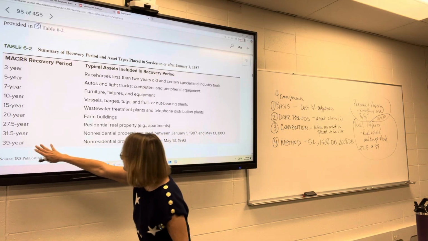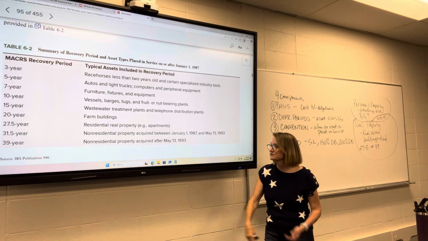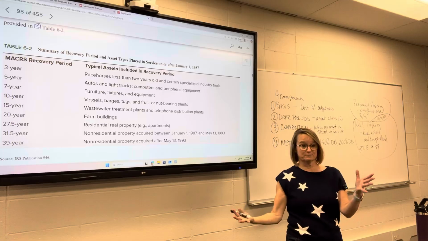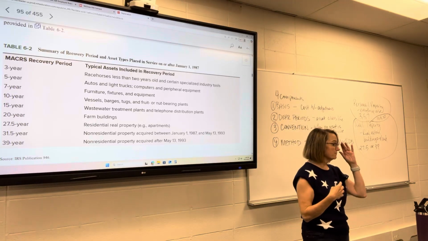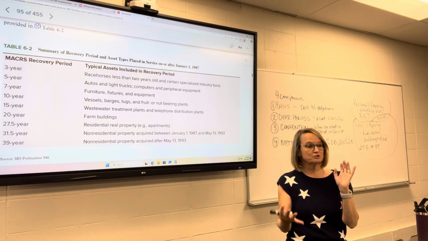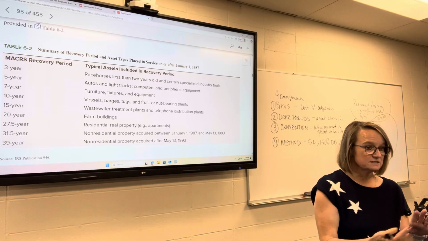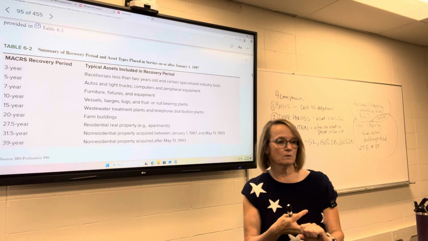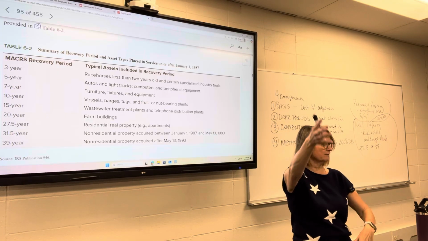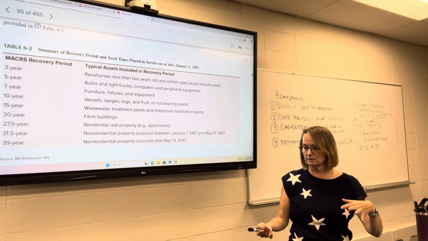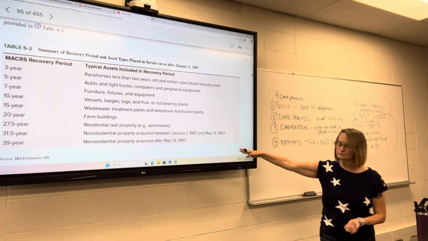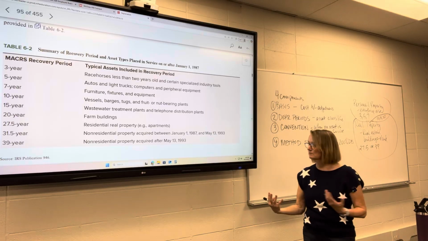What we have now is 39-year property, non-residential property acquired after May 13th, 1993. So office buildings or any other type of building that is used for business, but you're not living in it. Someone doesn't live in it, right? So the Costco building that they have out by the interstate, or the gas station, these are buildings that get depreciated over 39 years. Nobody lives in them, right?